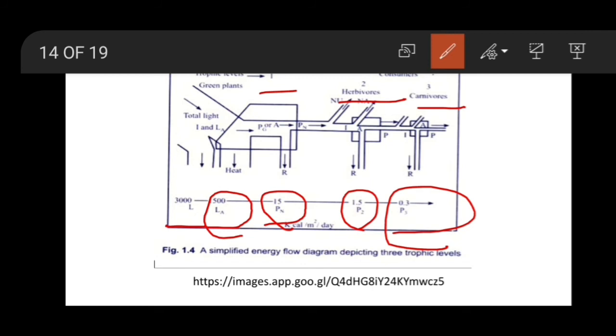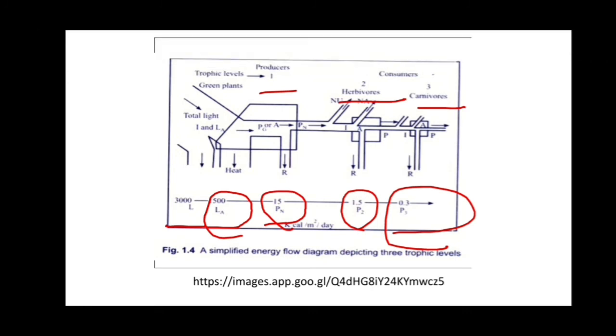As we know, the pipes in the diagram show the successive trophic levels, and the boxes in the diagram show the biomass. So this is the diagram of each trophic level. We can see the loss of energy, that is, a 10% loss is there.